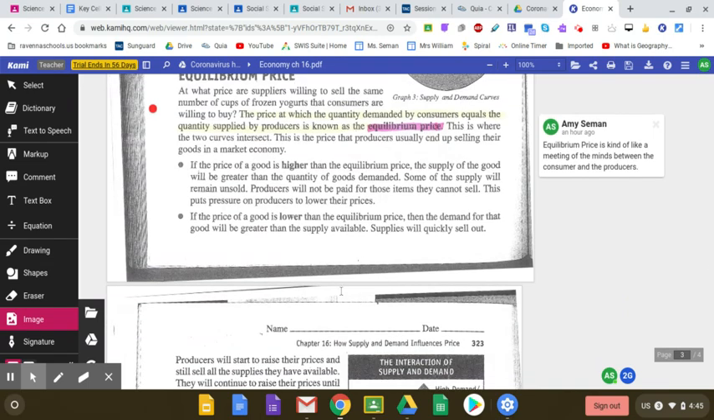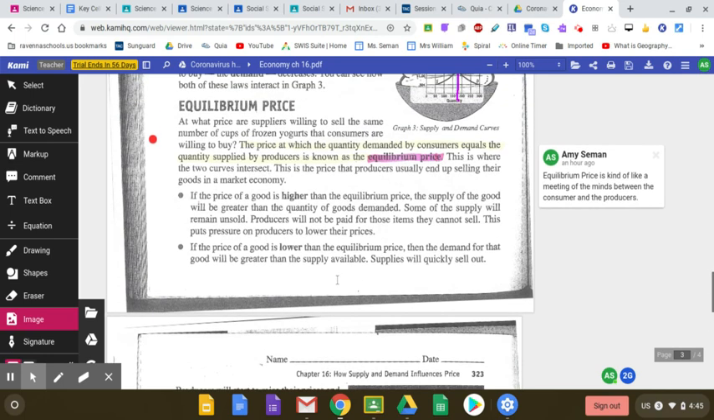If the price of a good is higher than the equilibrium price, the supply of the good will be greater than the quantity of the good's demand. Some of these supplies will remain unsold. Producers will not be paid for those items they cannot sell. This puts pressure on the producers to lower their price.